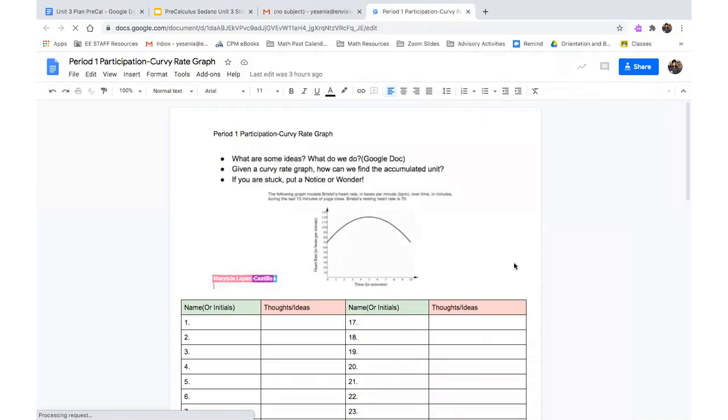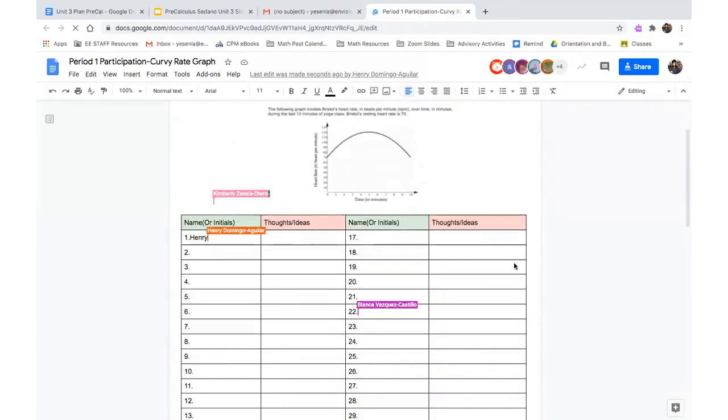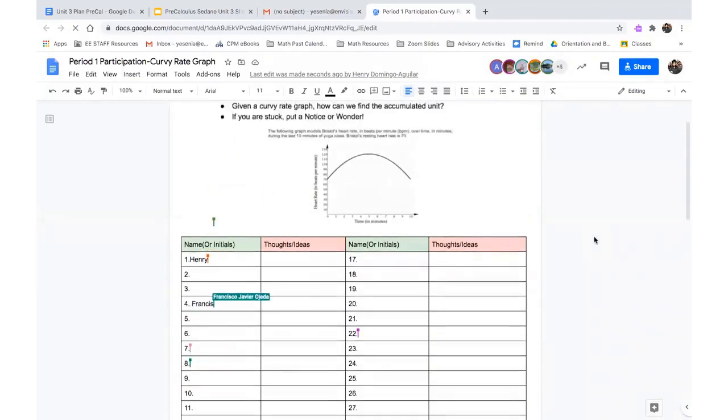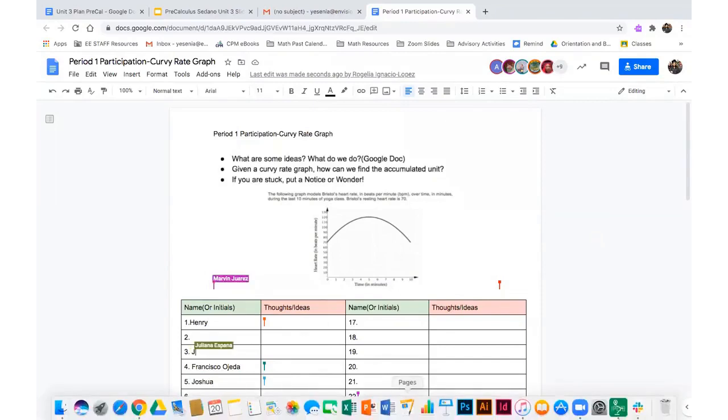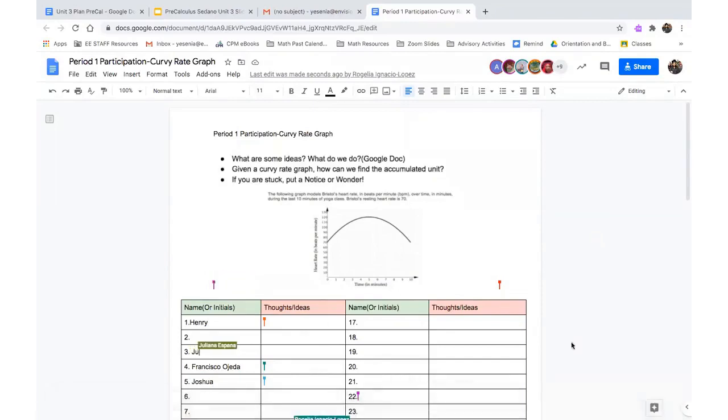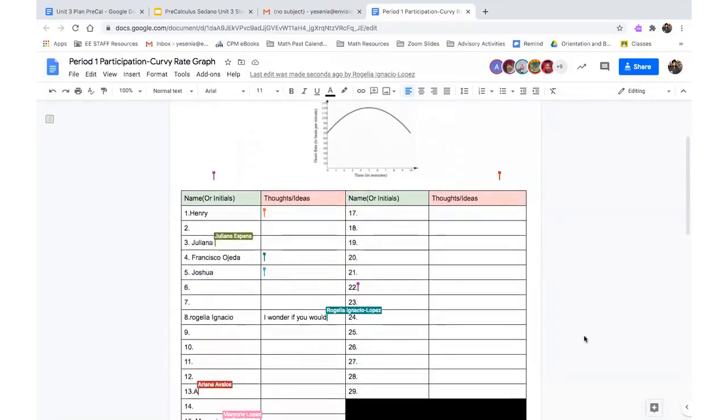So what you're going to do is put your name or initials. Let's say you don't want people to know who you are, just put your initials. I have everyone's roster, so I know your initials. I want you to put down ways we could tackle this problem. Any ideas you have, or if you don't have any ideas, put a notice or wonder. Go ahead and take a few minutes to write that in. We have about 20 students in here, so we should have 20 of these rows filled out.